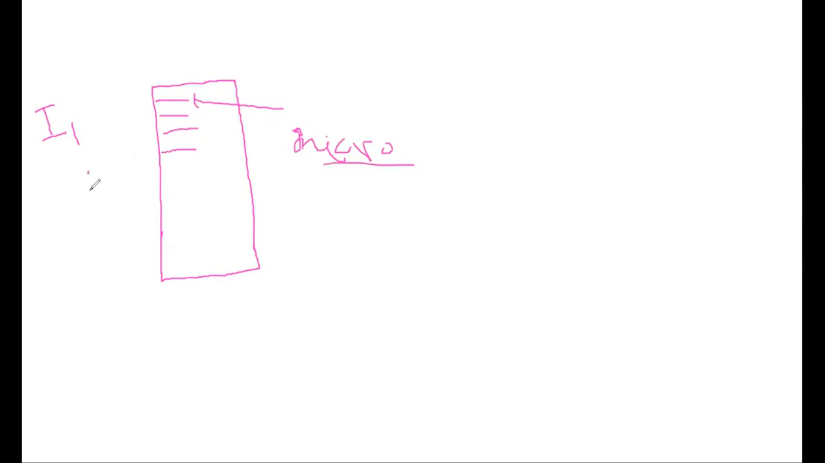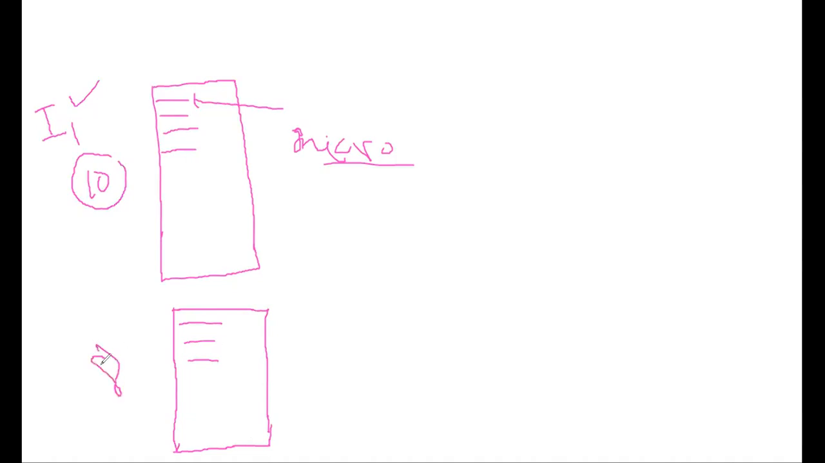Suppose there may be 10 micro instructions, maybe 10 for instruction I1. Maybe the second instruction I2 may also have several micro instructions. Suppose 8 micro instructions are there, and this is instruction number 2. So in that way you have lots of instructions, and each individual instruction has lots of micro instructions, actually a sequence of micro instructions.